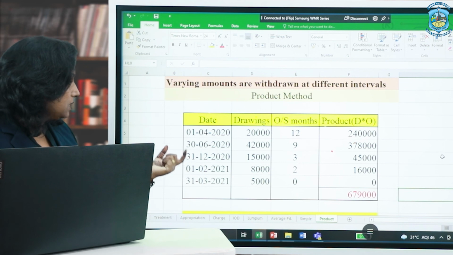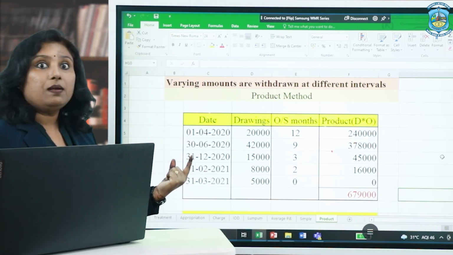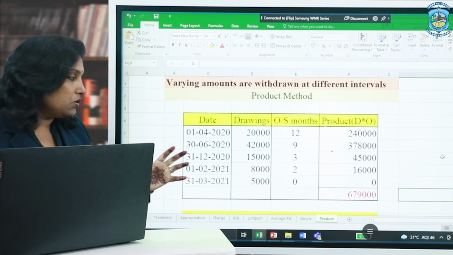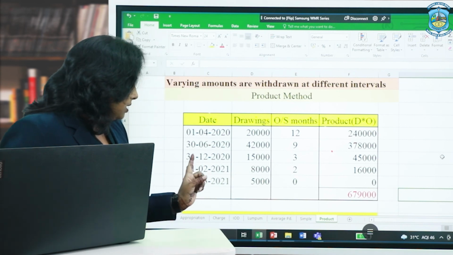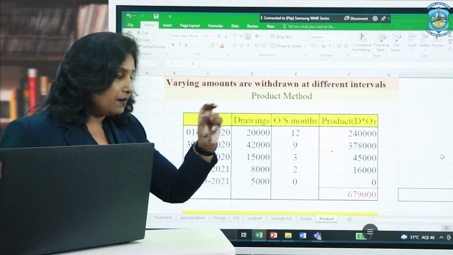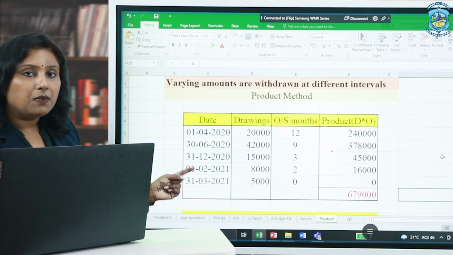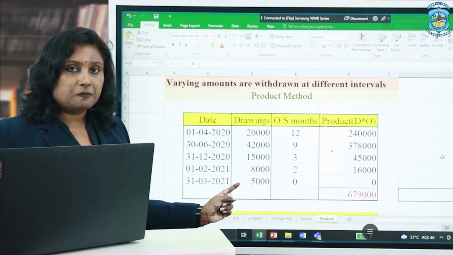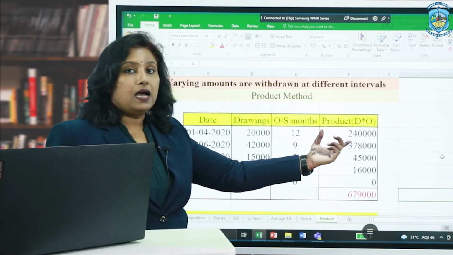Okay, so that means first 3 months, then 6 months and then 1 month. Within 1 month they have withdrawn. So unequal pattern you need to observe and then you need to apply. So 8,000 has been withdrawn now from 1st of February till 31st of March, just 2 months, February and March, 2 months outstanding, and the last withdrawal has been done on 31st of March itself and no months are outstanding for this particular amount. Now the next step is to multiply the drawings with outstanding months.